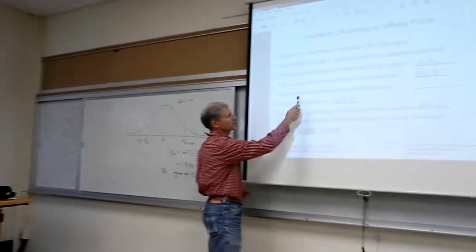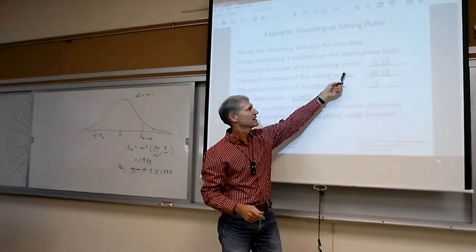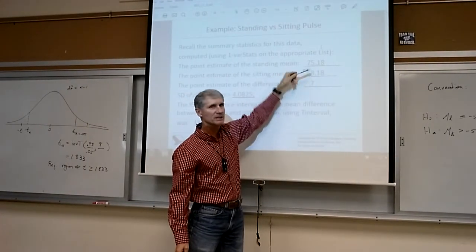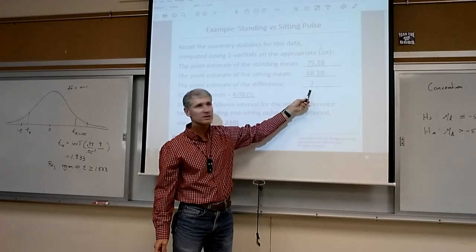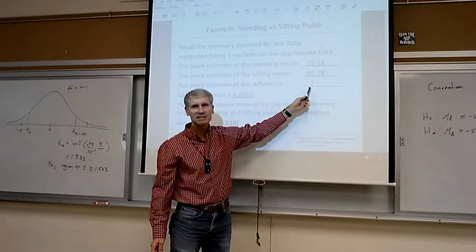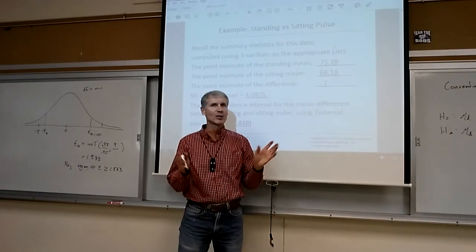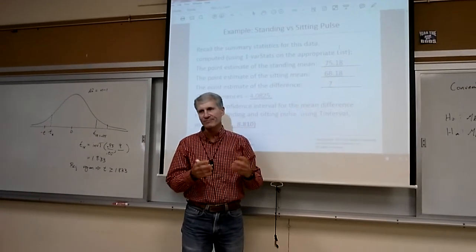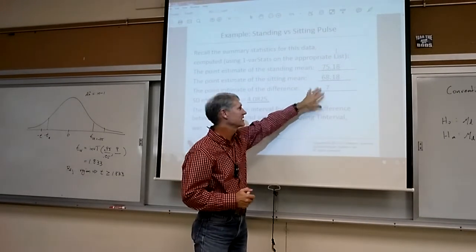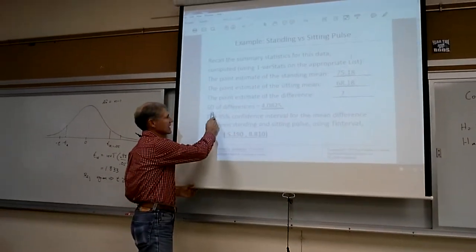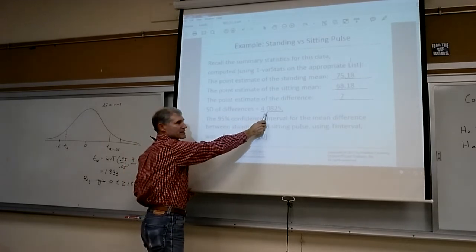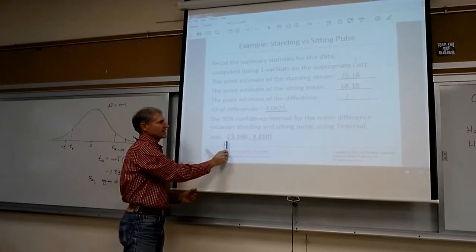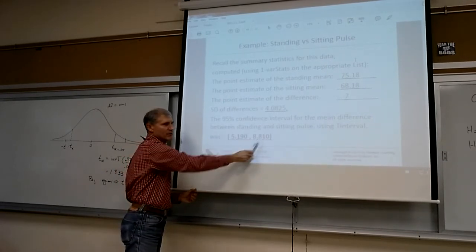So, first of all, here's some summary statistics. The point estimate of the standing mean was 75.18. The sitting mean was 68.18. You subtract them, you get the mean difference. So this is D bar. D bar is 7. Now it's just pure luck that we got an exact integer there when you round to 2 places, right? I wouldn't have expected that, so don't think it's always going to be a nice integer. And then we had the standard deviation of the differences. This is S sub D, right? We did a 95% confidence interval, and we got 5.19 to 8.81.